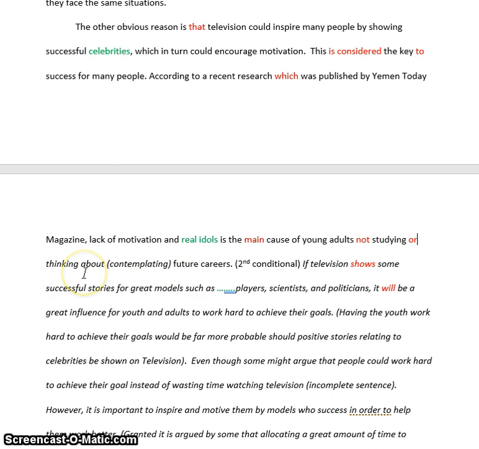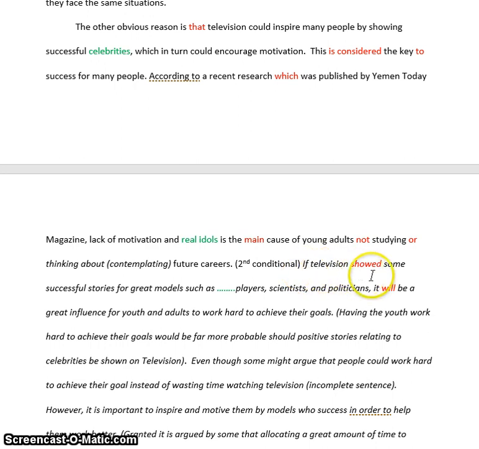Now again, instead of thinking about, which is a phrasal verb, we can use a nice academic word. Contemplating means thinking about. To contemplate is to think about future careers. Okay. If television shows some successful stories for great models, such as players, scientists, and politicians, it will be a great influence. So here you have used the second conditional. Because it's the second conditional, we need it to be the same formula as the second conditional: if television showed, because right now it does not show. We're talking about an unreal situation.